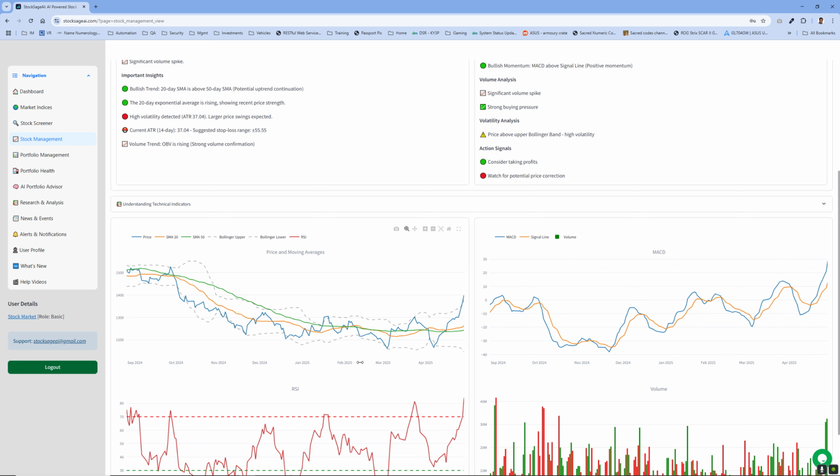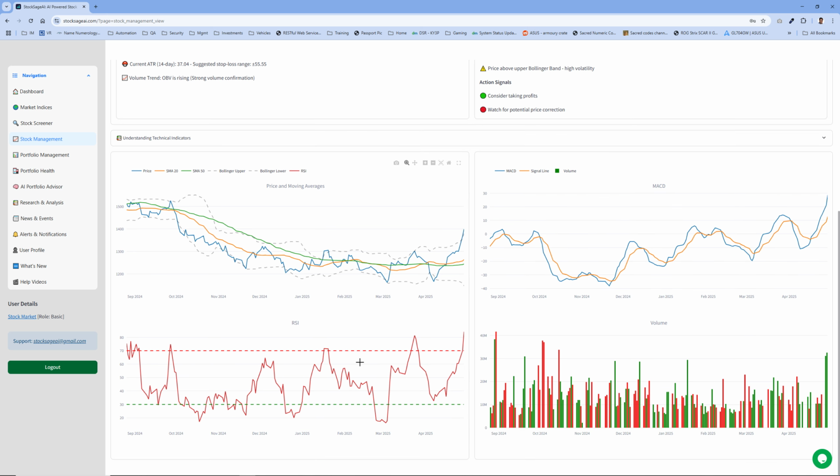Okay. So combine these multiple signals for confirmation. No single indicator is perfect on its own. You need a correlation. When several of these indicators align, the probability of a successful trade increases significantly.